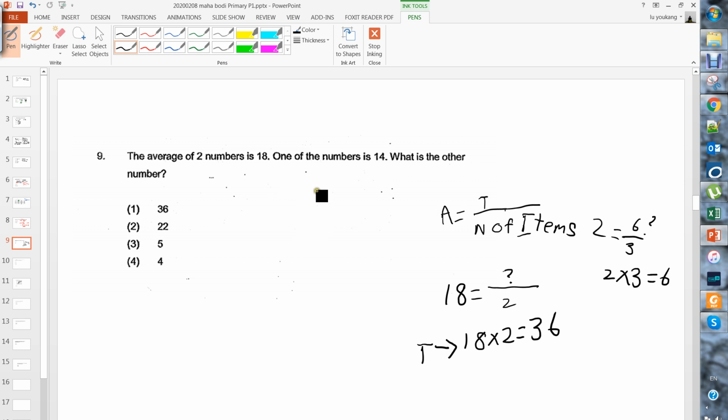So second, it says one of the numbers is 14. So what is the other number? What's the operation? Total is 36. One of them is 14. Now what is the other one? What's the operation? 36 minus 14. Mental. Okay, good.